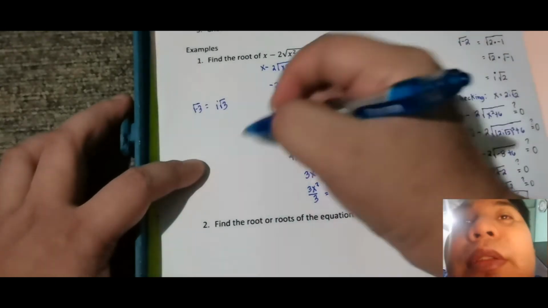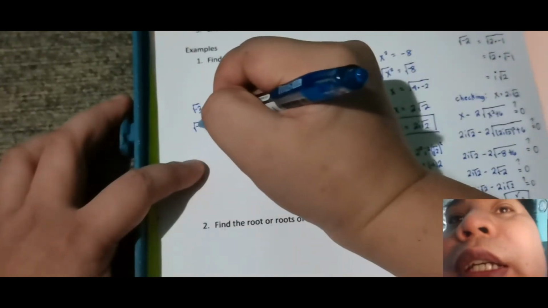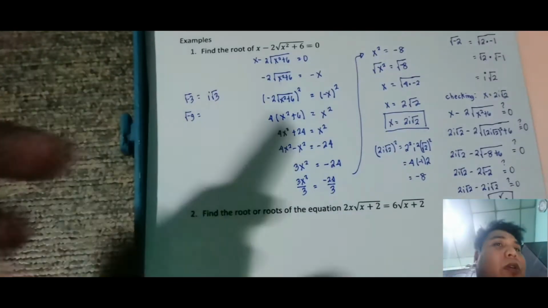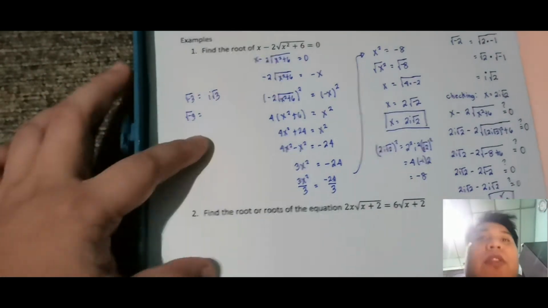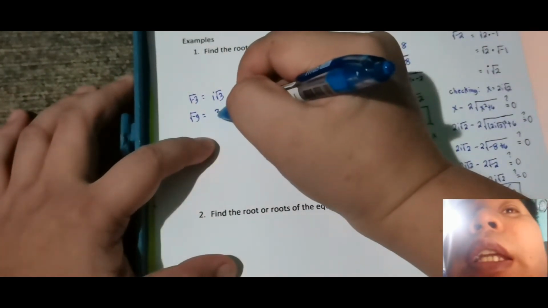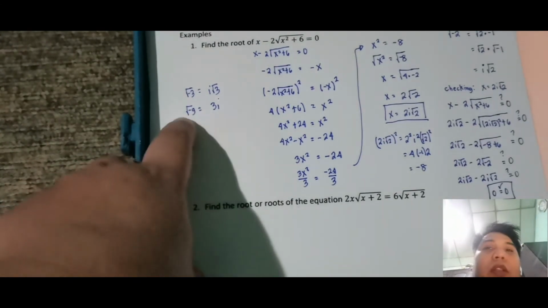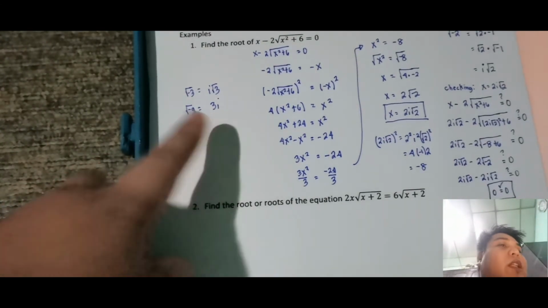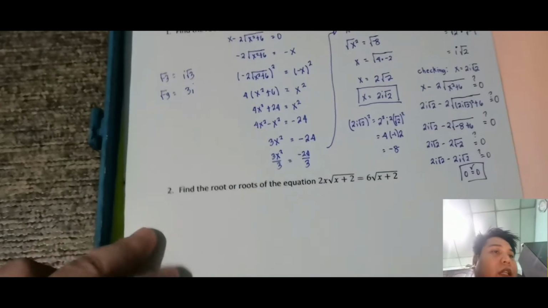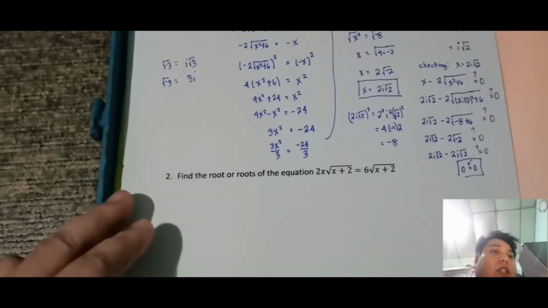Okay, kunyari ulit, square root of negative 9. So ito, perfect square. Perfect square si 9. So ito magiging 3i. So bakit 3i? Square root of 9 is 3. Square root of negative 1 is i. So that is 3i. So sana masanay kayo dyan at maintindihan nyo rin ginagawa ni sir.